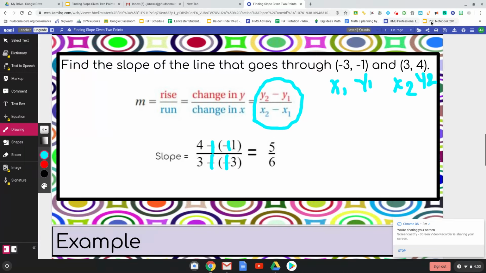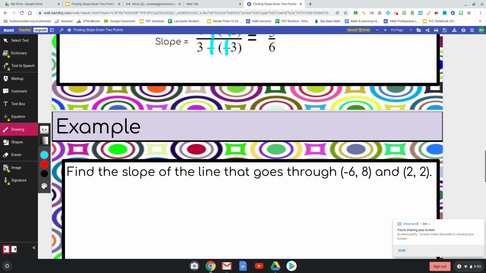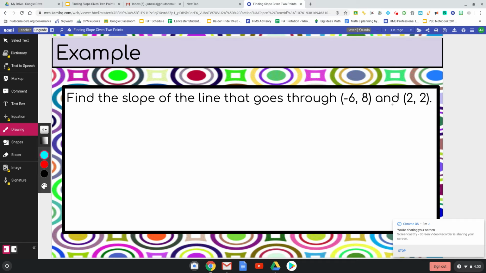Let's look at another example. It says find the slope of the line that goes through the points -6, 8 and 2, 2. Let's go ahead and label our coordinates so we know which values go where in our formula. This is x1 because that's the x value of the first point. This is y1 because it's the y value of the first point. This is x2 because it's the x value of the second point, and this is y2 because it's the y value of the second point.